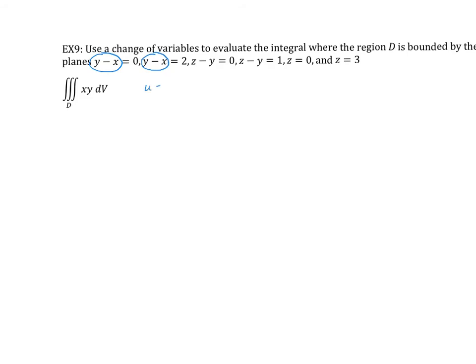So I'm going to let u equal y minus x. So I know my u value is going to go from 0 to 2. And then I have z minus y. v is going to be equal to z minus y. So v goes from 0 to 1.